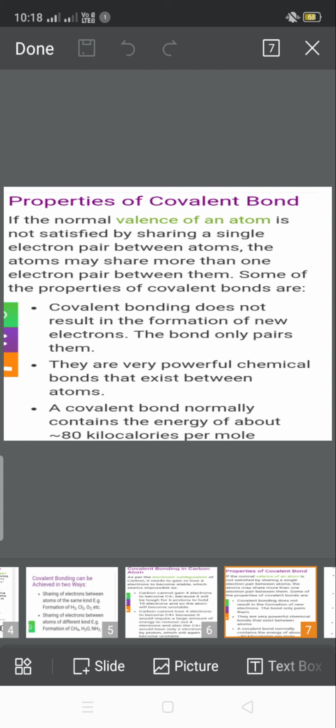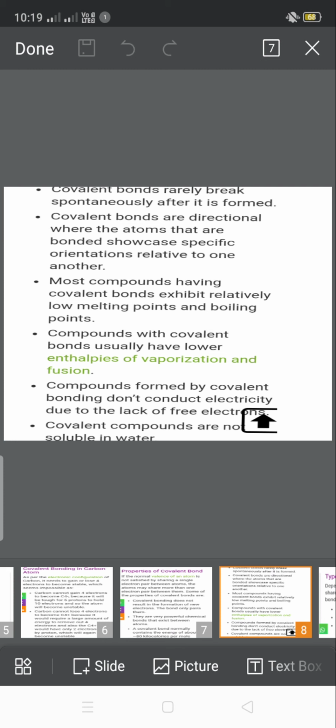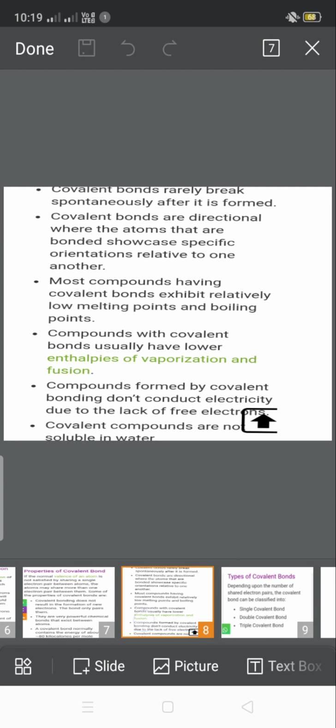Most compounds having covalent bonds exhibit relatively low melting points and boiling points. Compounds with covalent bonds usually have lower enthalpies of vaporization and fusion. Compounds formed by covalent bonding don't conduct electricity due to lack of free electrons. Covalent compounds are not soluble in water.